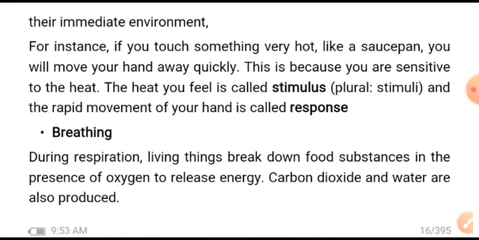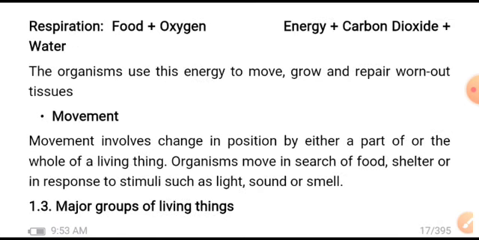During respiration, living things break down food substances in the presence of oxygen to release energy. Carbon dioxide and water are also produced. So in the process of breathing, carbon dioxide moves out and oxygen moves in. This process is also required. In order to be an effective living being, you have to breathe. You have to breathe out carbon dioxide and breathe in oxygen as usual to continue to live in a fresh way.